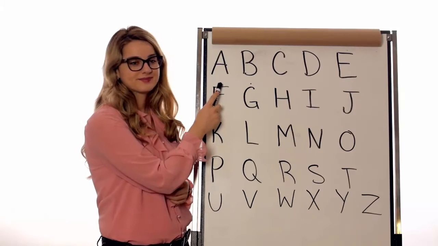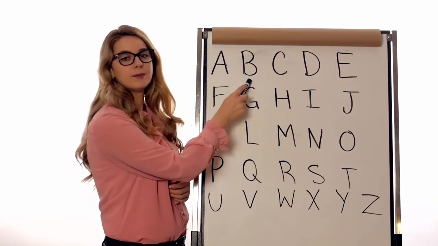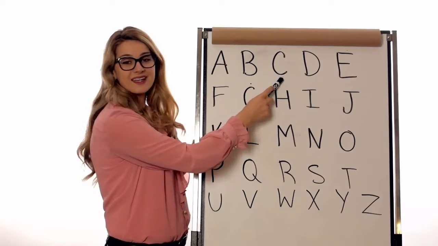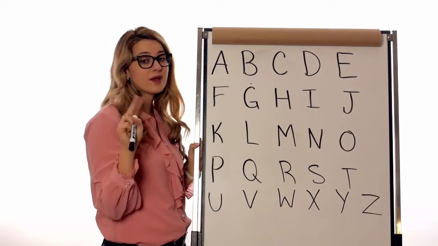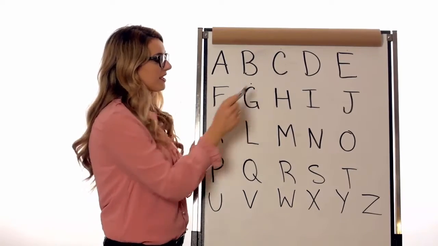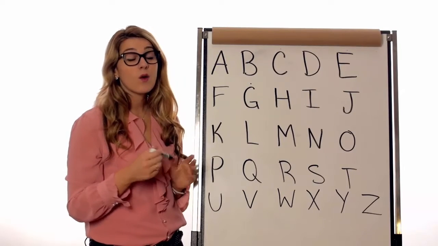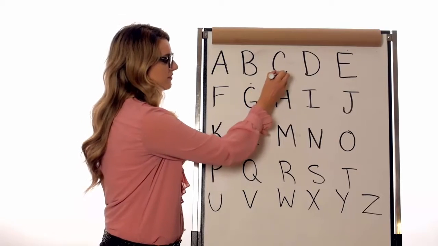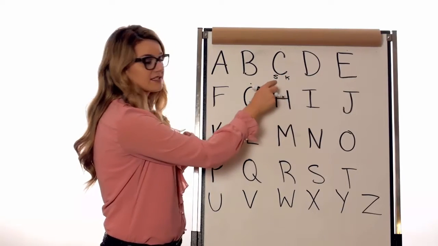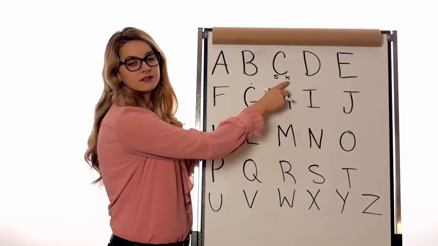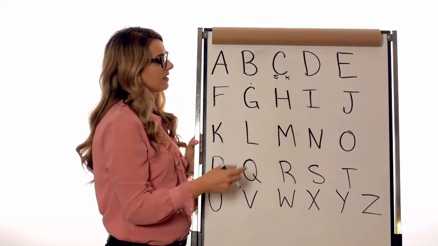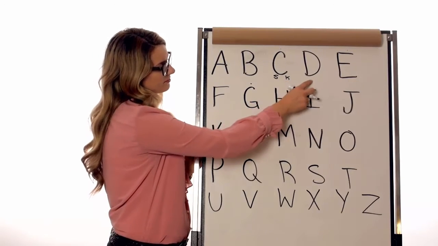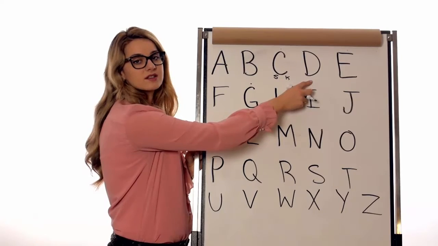A, B. Now for the C, it makes two different sounds depending what letters follow. So it can make the sound S, or it can make the sound K. Okay? So just for a visual reminder there, I will put an S for S and a K for K. Okay? So S, K. D.